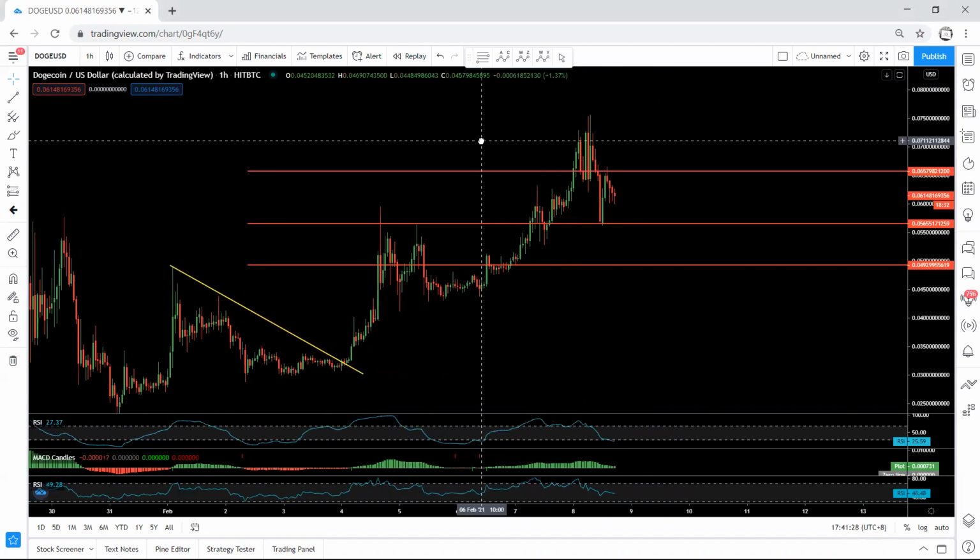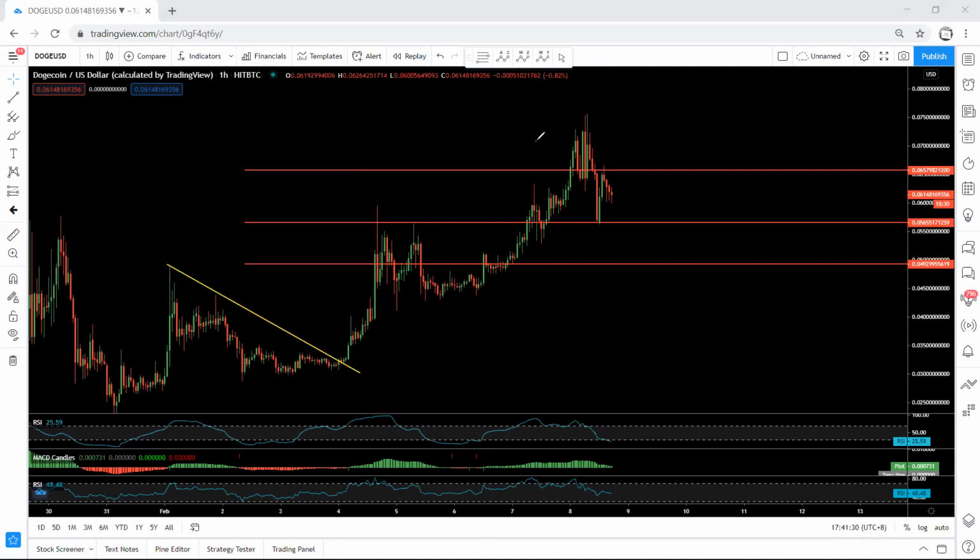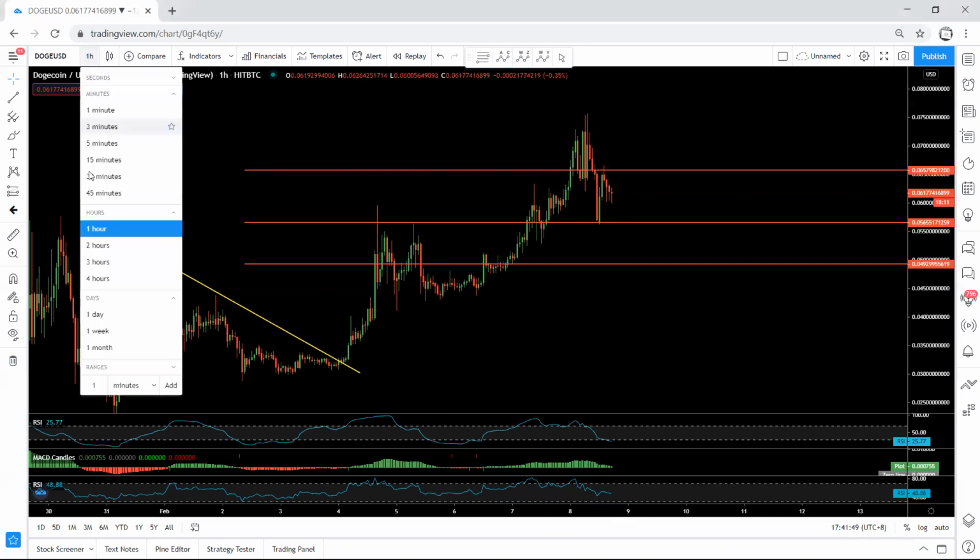I know the question is what's next. The only thing is we want to see what we will get from here, and we want the correction for the continuation. The question is how deep this correction can be and how it can form, and whether the price can reverse or not. I don't think so. We are expecting the continuation, but first we want to see what we get from here.